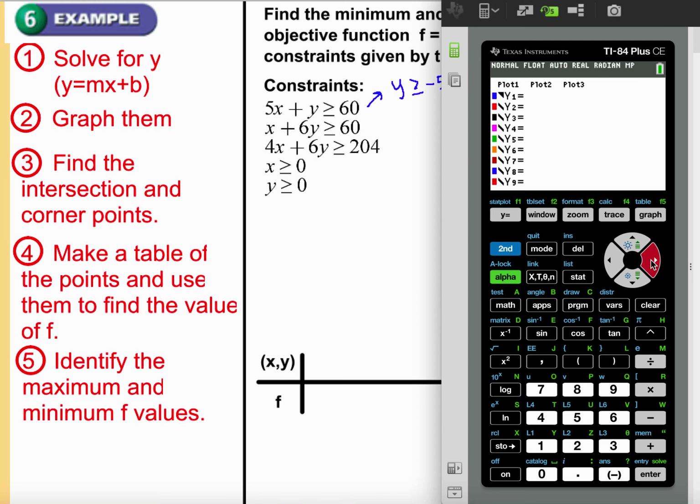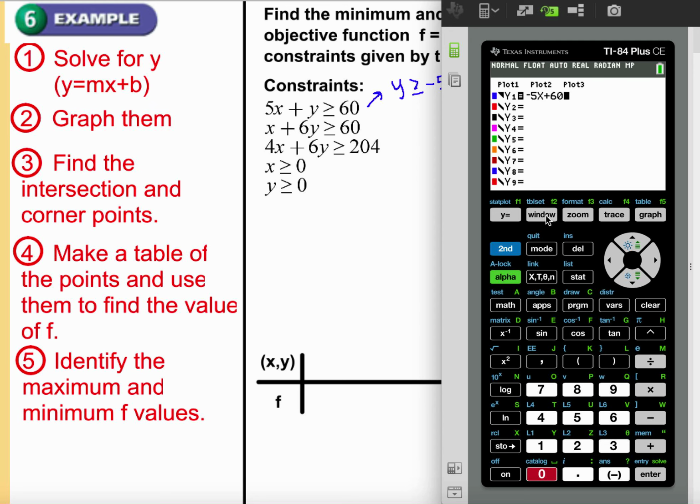And now I'm going to go ahead and pop this into my calculator. So that was negative 5x plus 60. Awesome. Actually, let's go ahead and graph it and see what happens.